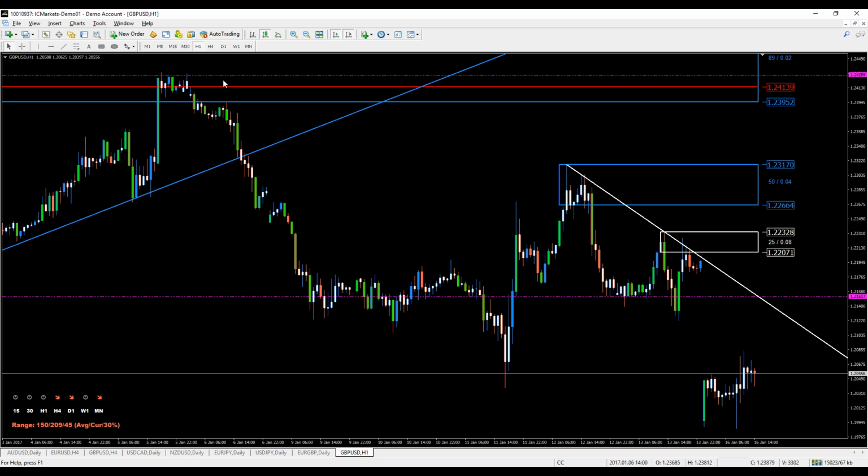I'm going to wait for price to come back here before I sell because this is just too choppy and volatile on this time frame.